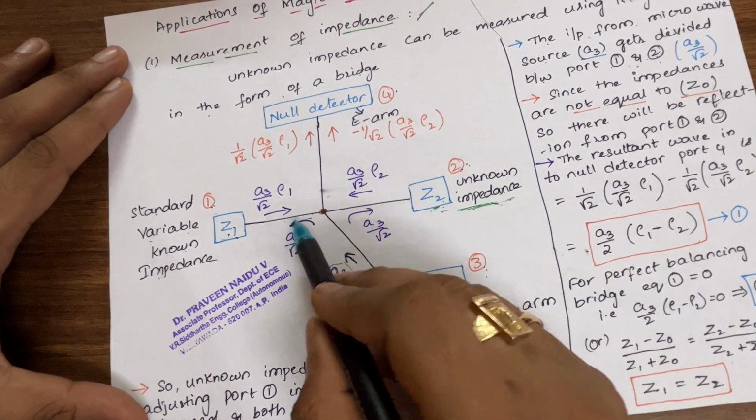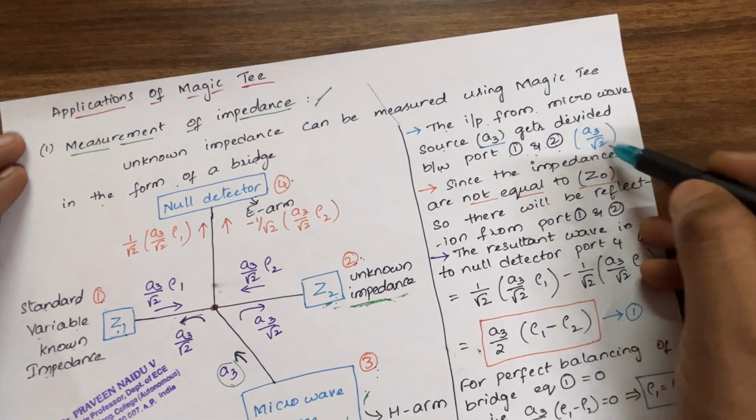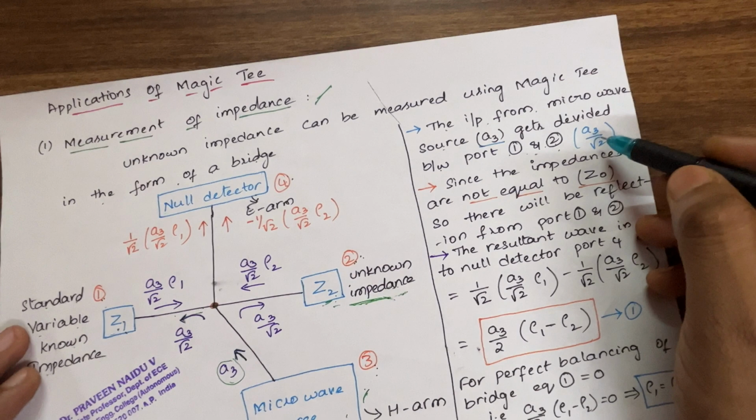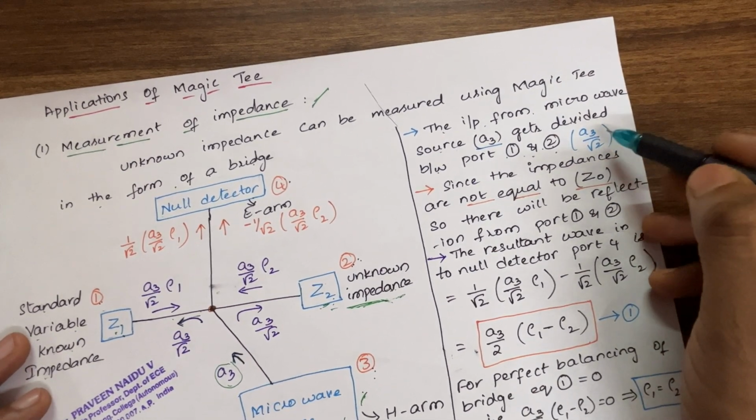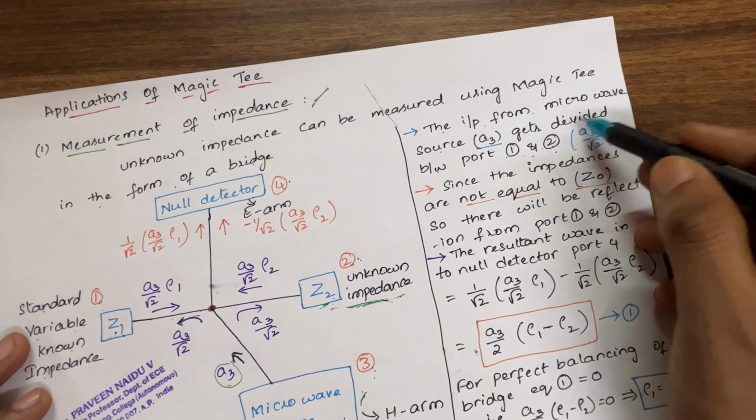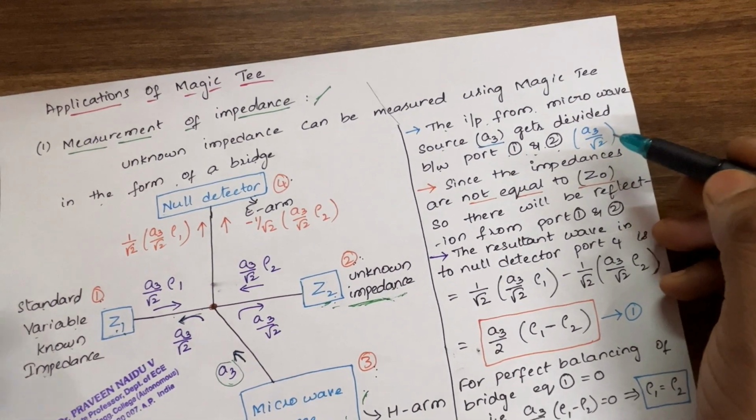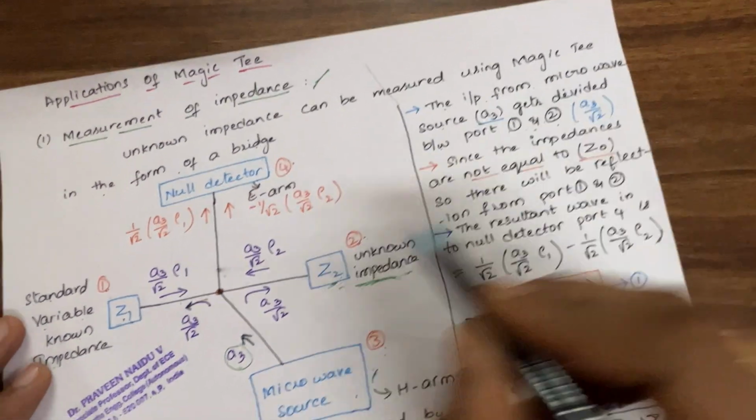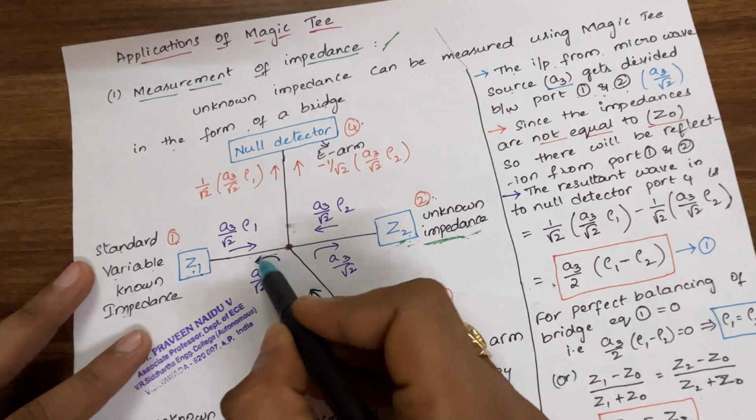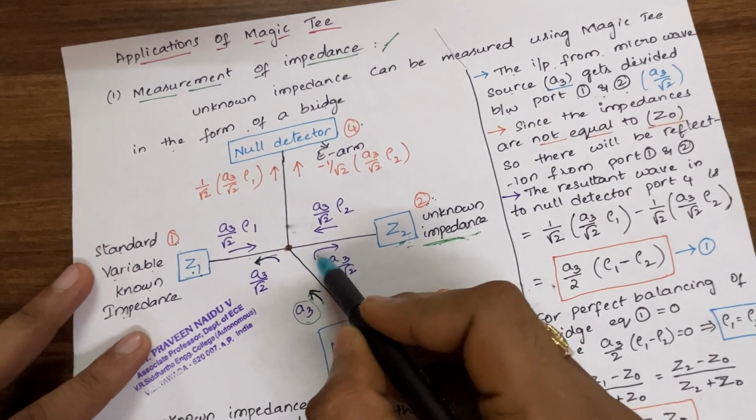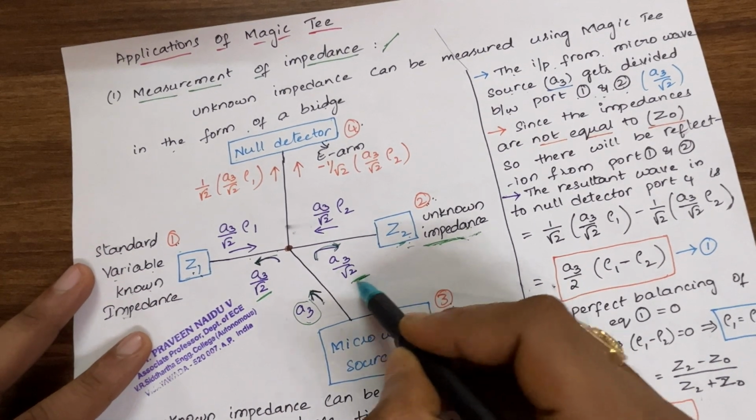The amount of output you are going to get is A3 by root 2, because this is a signal. If you look at the power values, you are going to get A3 square by 4, because P is equal to A square. So in this case, A is A3 by root 2, and we get A3 square by 2, that is half of A3. So from this source, the signal is divided into port 1 and port 2 equally, A3 by root 2, A3 by root 2.